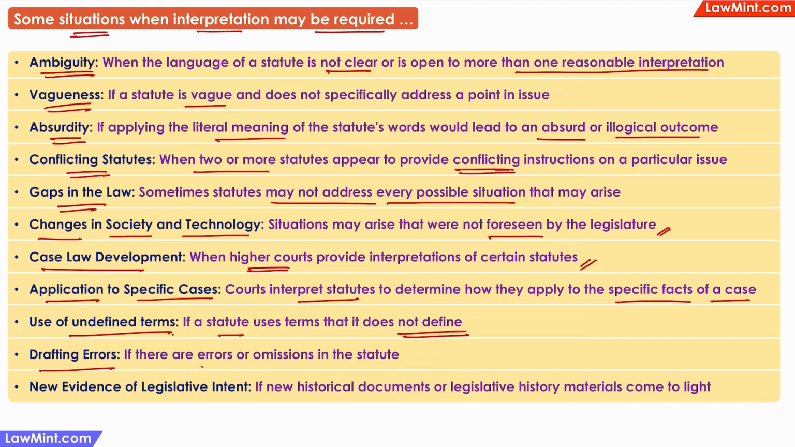Drafting errors, that is, if there are errors or omissions in the statute, then interpretation is needed to ascertain what the corrected statute would likely have intended. And finally, new evidence of legislative intent. That is, if new historical documents or legislative history materials come to light that clarify the actual intent behind a statute, this might necessitate a reinterpretation of the statute's provisions.